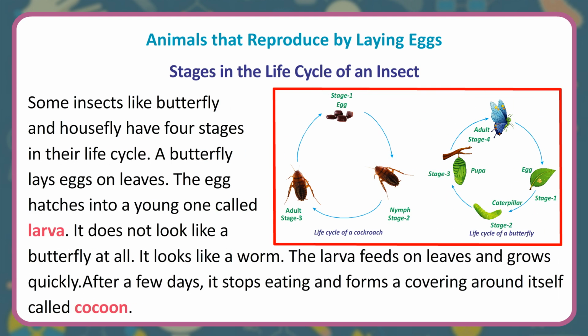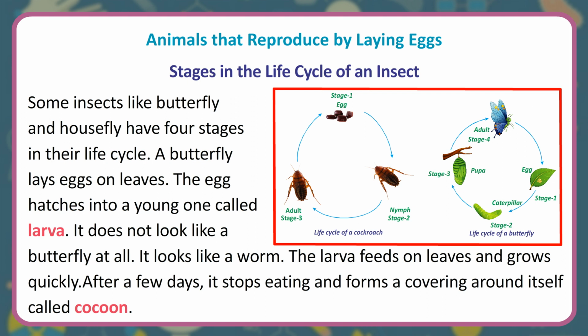Some insects like butterfly and housefly have 4 stages in their life cycle. A butterfly lays eggs on leaves. The egg hatches into a young one called larva. It does not look like a butterfly at all. It looks like a worm. The larva feeds on leaves and grows quickly.